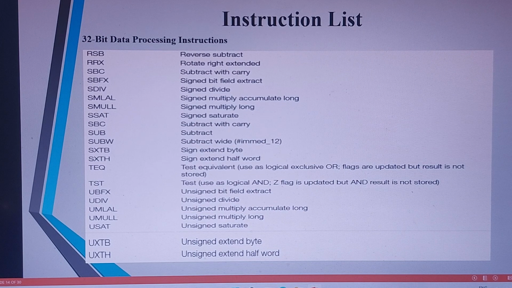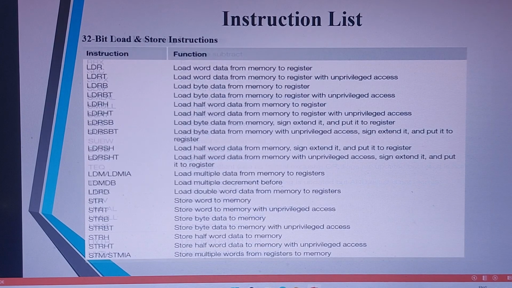Then similarly we have unsigned multiply and accumulate and unsigned multiply long. Similarly also we have unsigned saturate. So these are only unsigned operations: unsigned extend byte, unsigned extend half word. So these are our unsigned operations. Similar instructions are available in the signed operations also. So these are some important instructions.